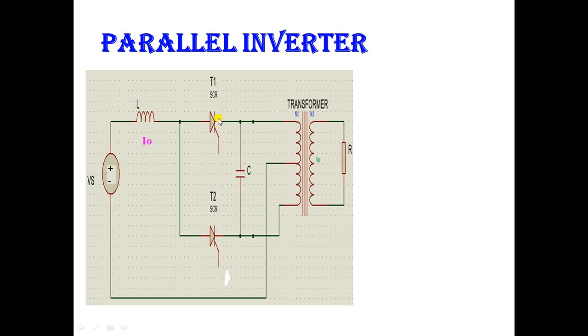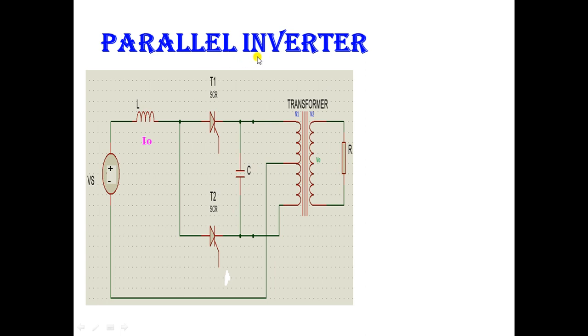There is a thyristor T1, and a second thyristor T2. There is an output transformer with its primary winding center tapped. There is a capacitor which is connected in parallel with the load resistor R. This capacitor is the commutating component here, and because it is connected in parallel with the load resistor R, this inverter is called a parallel inverter.